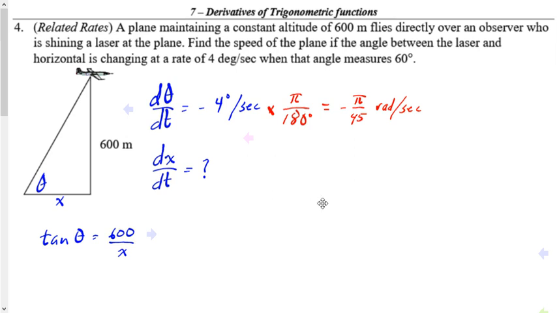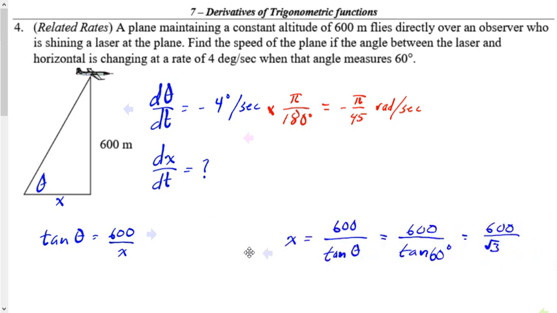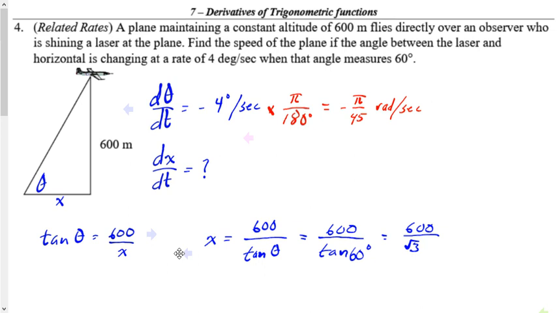Now, I'm just going to calculate an x value quickly. If I rearrange this, I'll get 600 over tan theta. I'm told theta is 60 degrees. Now here, because I'm plugging the value into the trig function, it doesn't matter if I'm in degrees or radians.